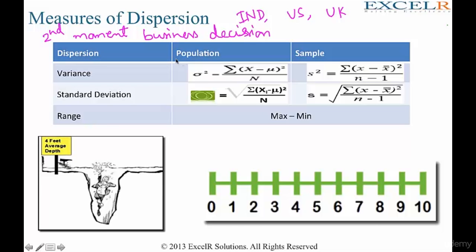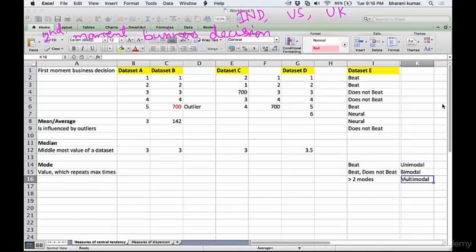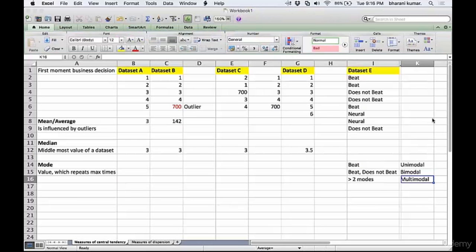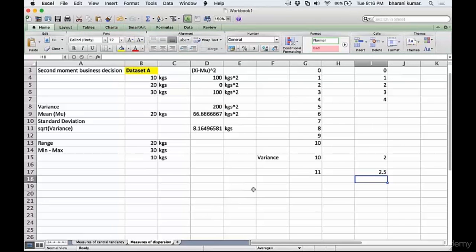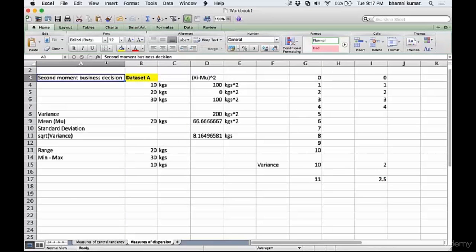Now let us understand the second moment business decision using the Excel sheet. Here I've already written these examples. This is the second moment business decision because this is the second question which any management person would ask. I have a data set as an example. Say I'm measuring the weights of the kids. Weight of the first kid is 10 kgs. Weight of the second kid is 20 kgs. And the weight of the third kid is 30 kgs.